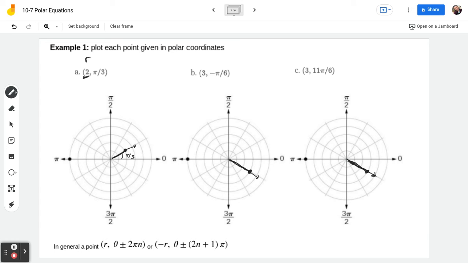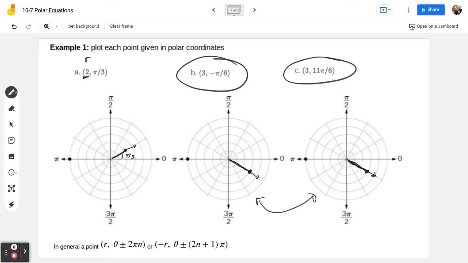So in general, what we can say is that we have a point (r, theta). It's going to be (r, theta plus or minus 2n pi), or (negative r, theta plus or minus (2n plus 1) pi). What this is basically saying is that the ordered pairs 3, negative pi over 6 and 3, 11 pi over 6 are the exact same coordinates. In essence, they're coterminal angles. So we can say that coterminal angles, or angles that I add or subtract 2 pi to, are going to be the same.